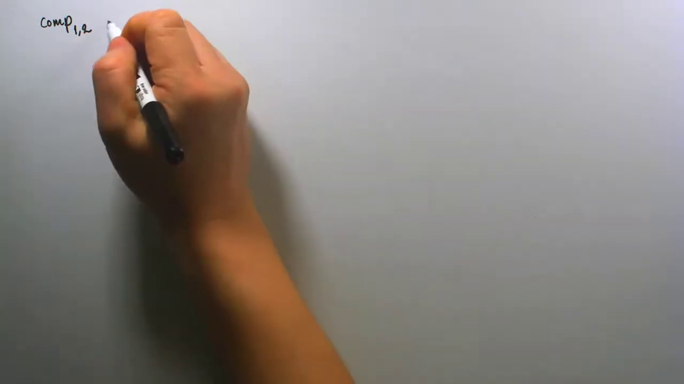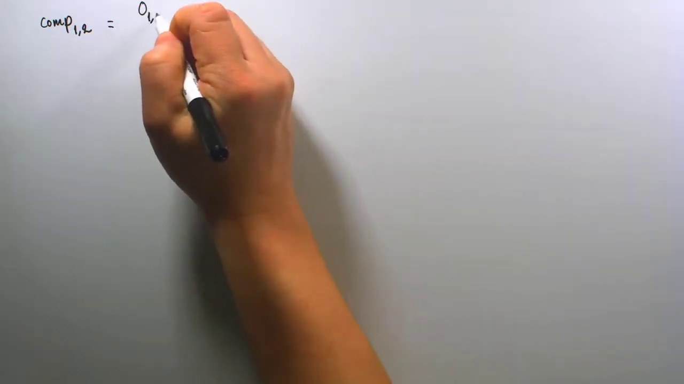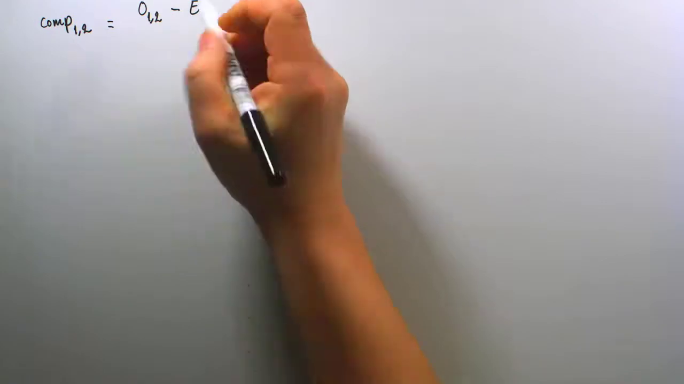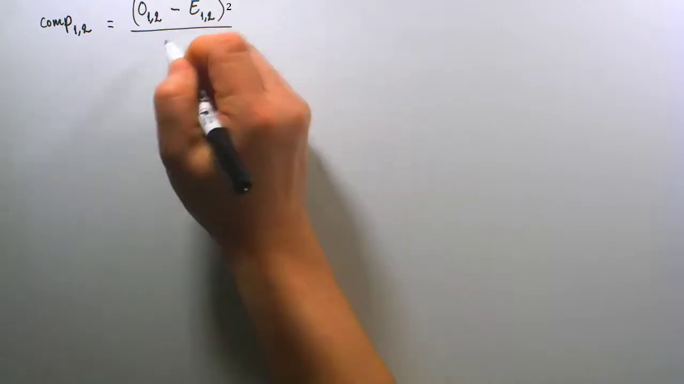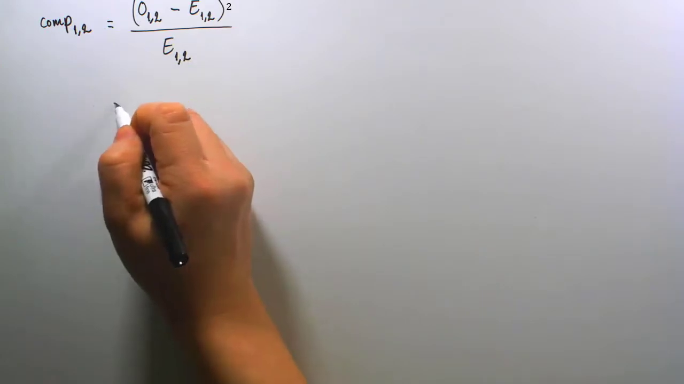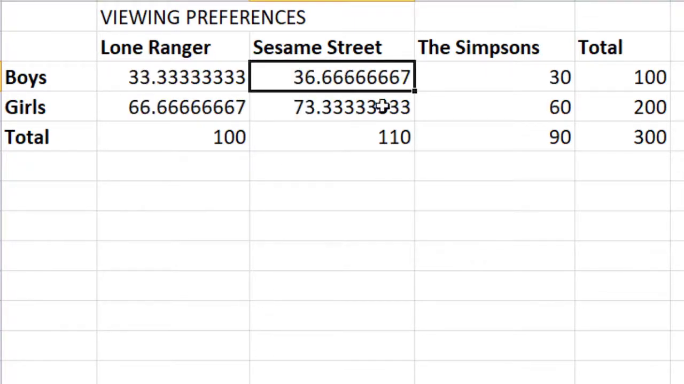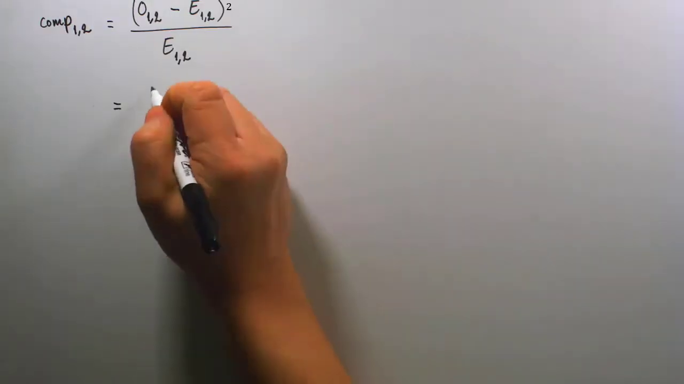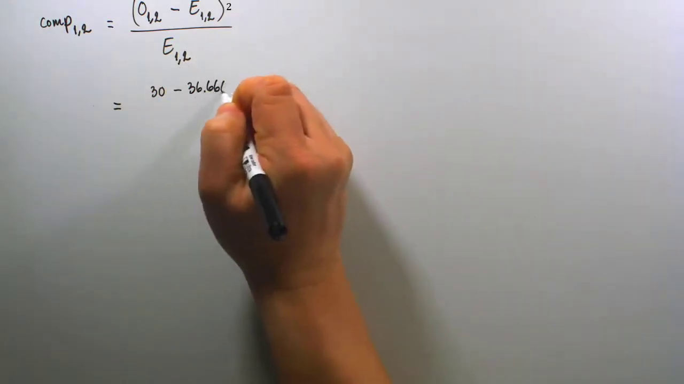And so to get there, I need to take observed count in row 1, column 2, subtract expected count in row 1, column 2, square that difference, and divide it by the expected count in row 1, column 2. And that means now the observed count for my row 1, column 2 is 30, whereas the expected count for row 1, column 2 was 36.66. So now I'm looking at 30 minus 36.6667, and a lot longer.